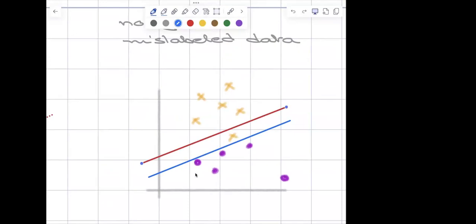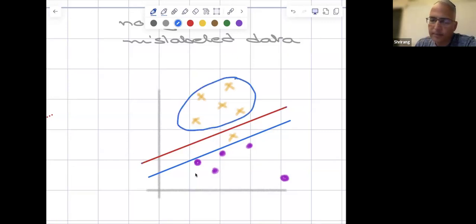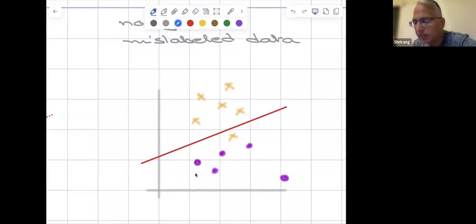Now, that yellow point might be there because it's mislabeled. It's actually a purple circle. Or maybe it's labeled correctly, but it's an outlier. It's very unlikely that we get that kind of point given the distribution of these other points. Does that make intuitive sense to you?